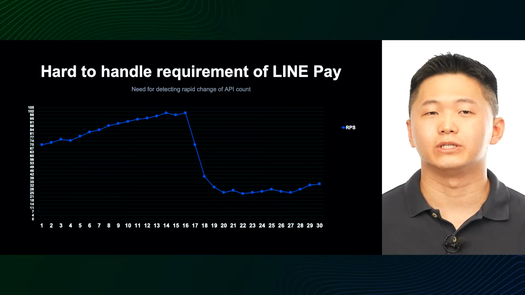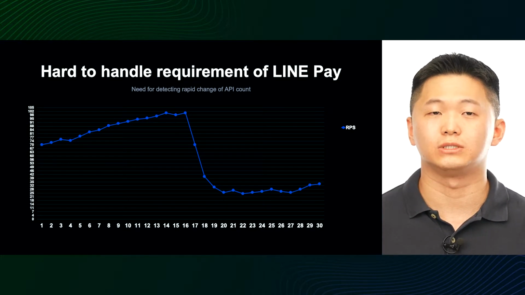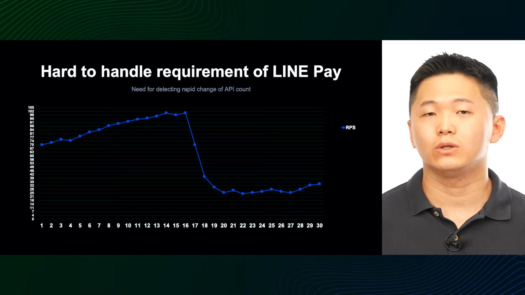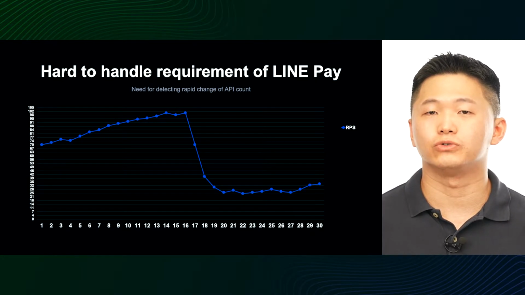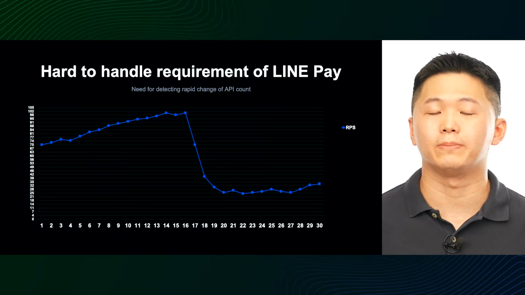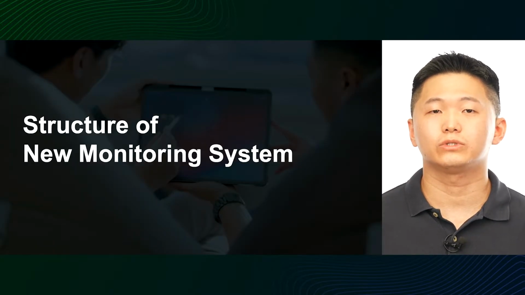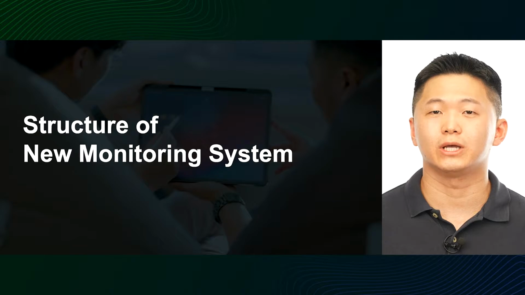And there is another example. When services outside Line Pay have problems, the count of Line Pay API decreases. In this case, we can know the count of API in the log monitoring system, but the log monitoring system cannot catch a rapid decrease of API count. Like this, if we had some ways to control metrics which are already collected, we could detect errors. So we started to build our own monitoring system to solve those problems.